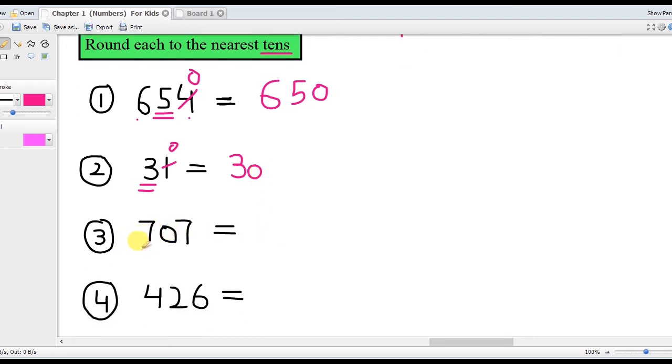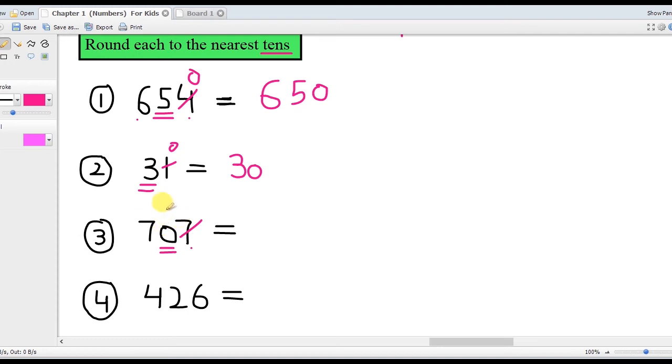The next is 707. So this is the unit place and this is the tens place, right? Now look at the digit at the unit place. This number is 5 or more than 5. So when a number is 5 or more, we have to round up its previous digit, right?